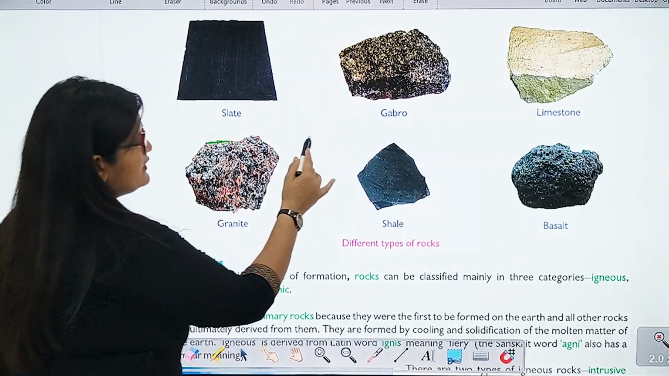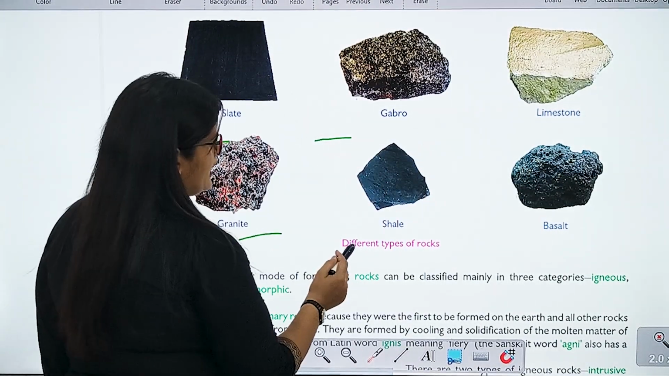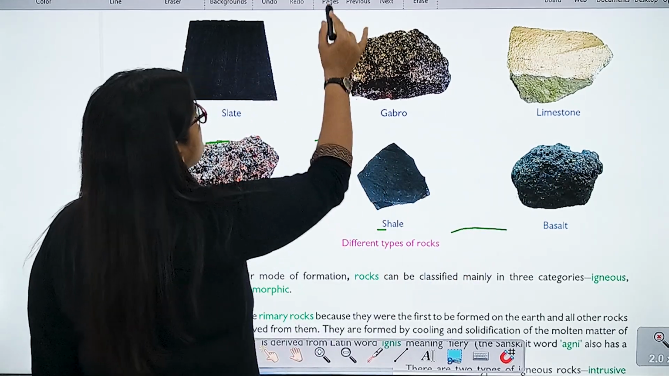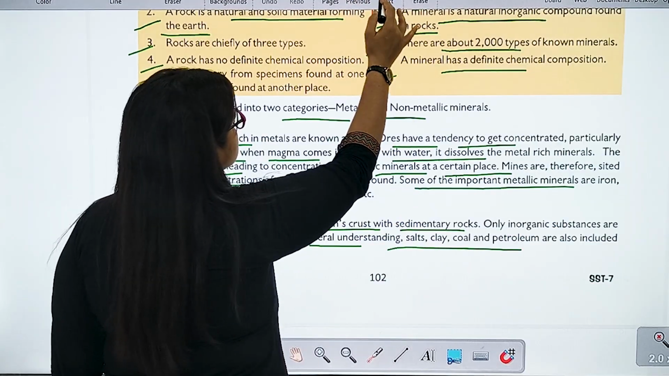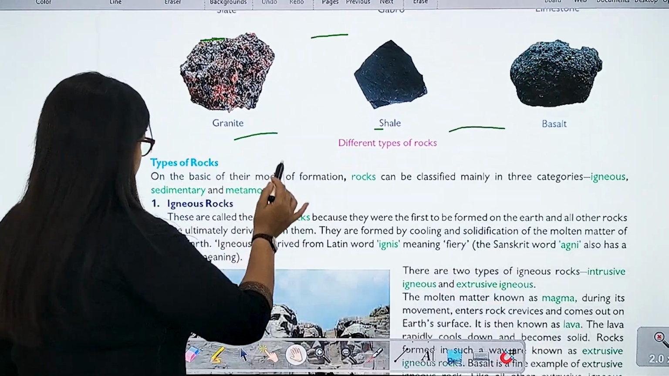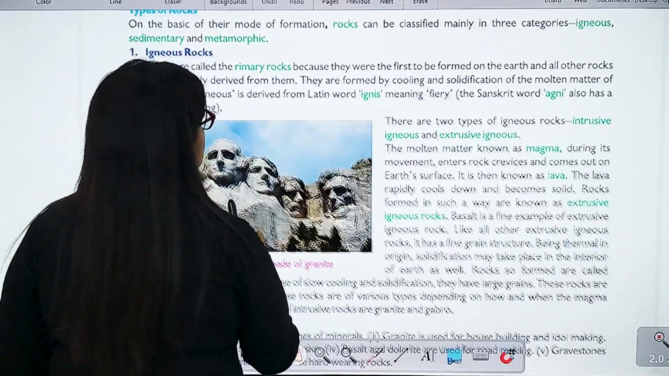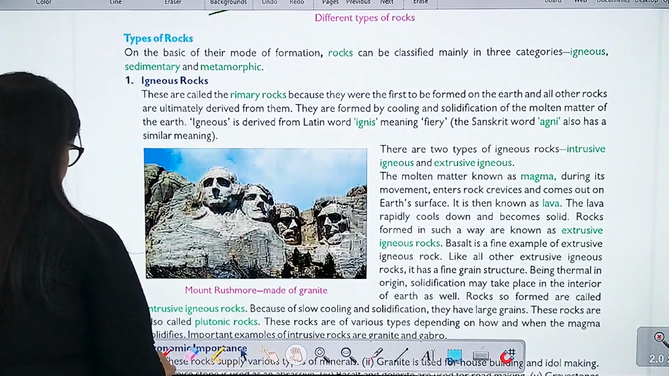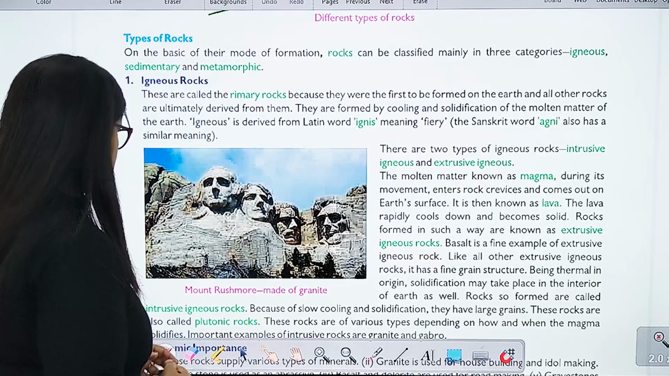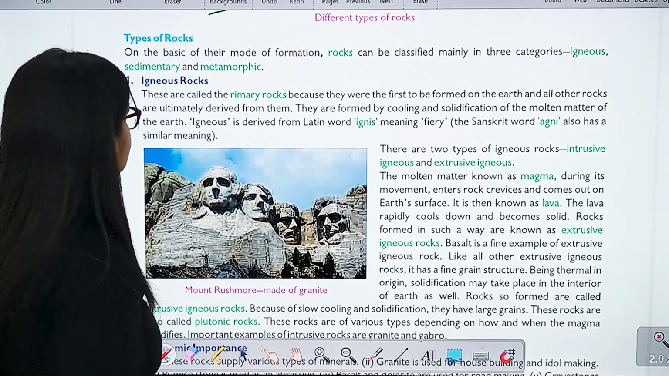These are slate, gabbro, limestone, granite, shale, basalt. Types of rocks. अब ये rocks कितने types के होते हैं? Mount Rushmore made of granite.